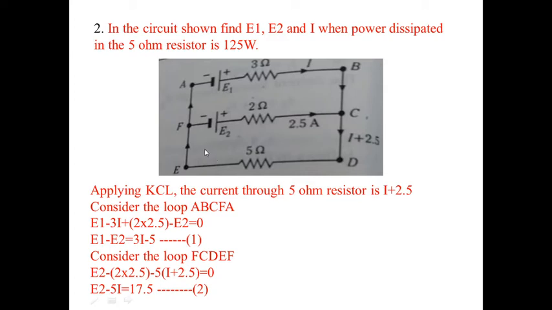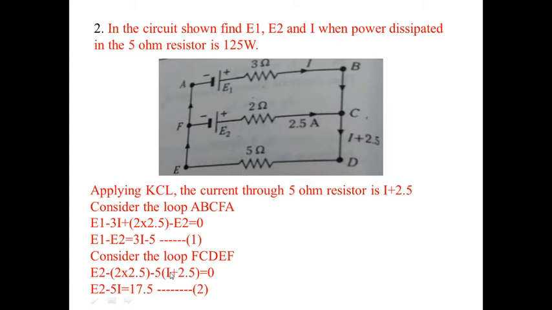FCDEF, correct. Here there is a voltage rise, so it is plus E2, as we are moving from minus to plus. The direction of current is the same as our movement, so it is minus 2.5 into 2. From C to D the current is I plus 2.5, but there is no passive element. From D to E we are moving in the same direction as the current, so we have to use a minus sign.